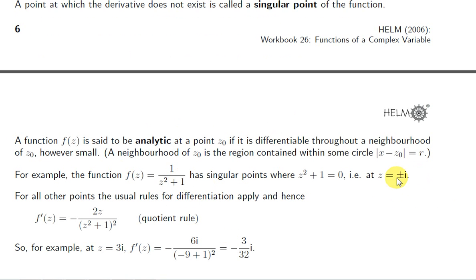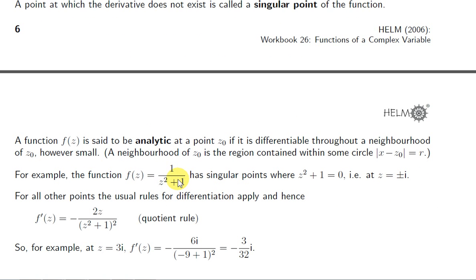Because if we plug plus i or minus i into this function, we get 1 divided by 0. So division by 0 is not defined, so the function is not continuous at z equals plus or minus i. If a function is discontinuous at a point, then it is not differentiable at that point. So the function is not differentiable at the points plus or minus i. So the function has singular points at the points plus or minus i.